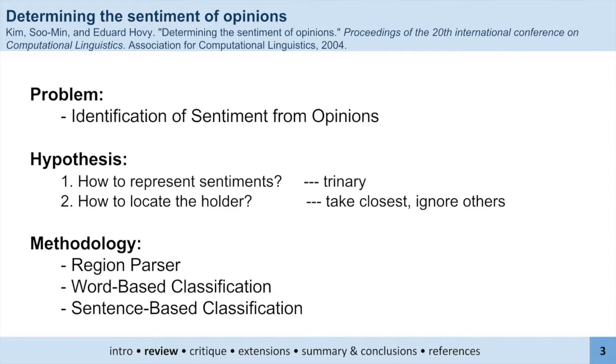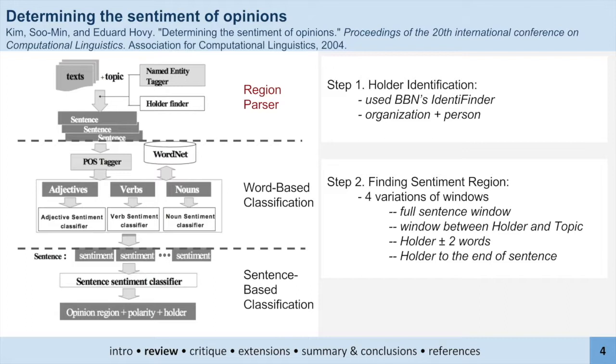Moreover, a cascade methodology is used here, consisting of mainly 3 parts: a region parser, a word-based classification, and a sentence-based classification. First, a region parser is introduced in order to identify the sentiment and the holder of the sentiment. It consists of mainly 2 steps. First, holder identification using BBN's identifier and focusing only on organization and person. Second, finding the sentiment region. Here, 4 variations between those sets are used and analyzed.